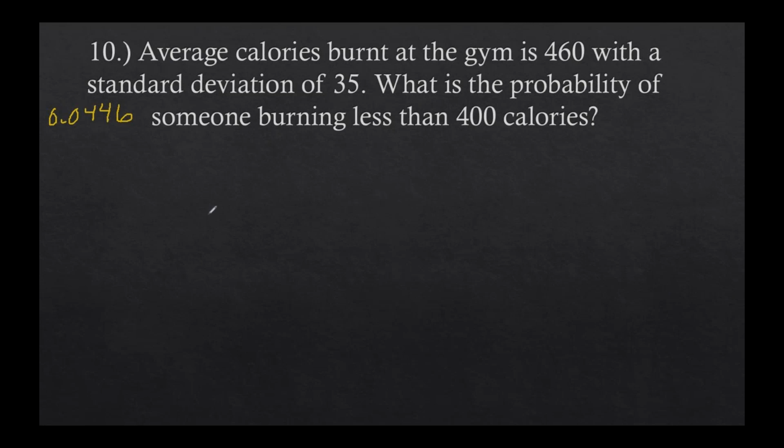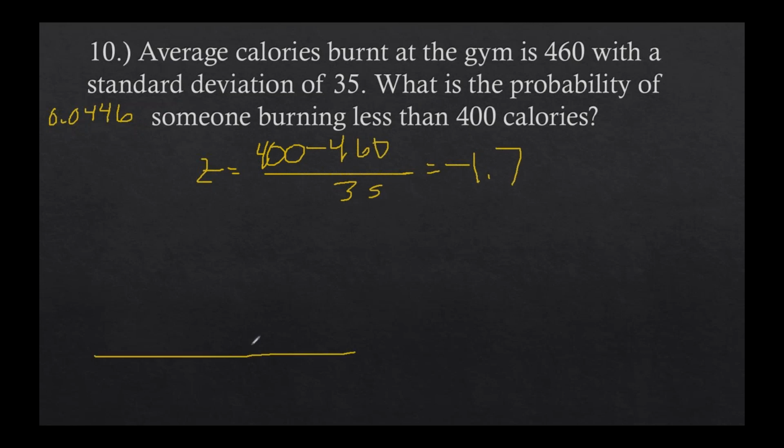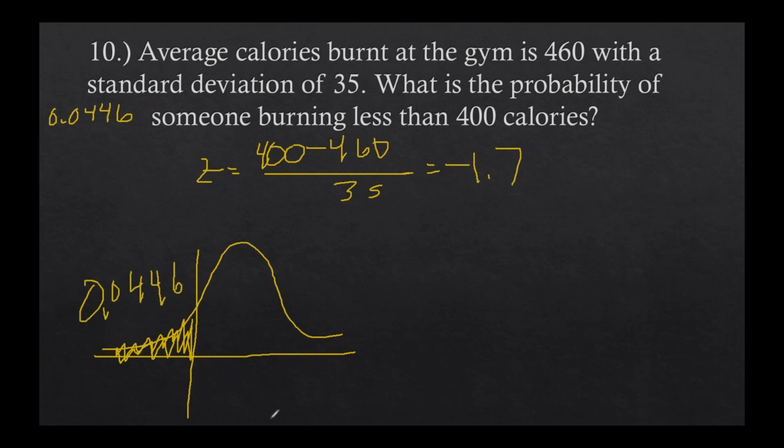So for the folks at home who are watching, what'd you do first? I took 400 minus 460 over 35 and got negative 1.7. Excellent. So we started with the z-score, negative 1.7. So we know negative 1.7 is on this side. Which way are you looking, left or right? To the left. So we want this side. Go to the table, find negative 1.7, and that's where the 0.0446 came from. Very good. See, not bad once you understand what you're doing.